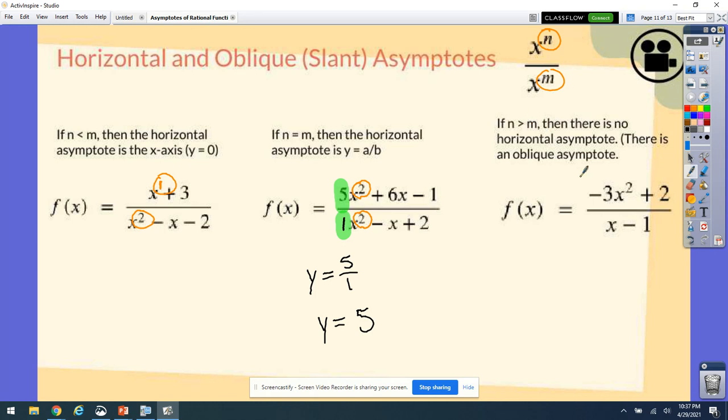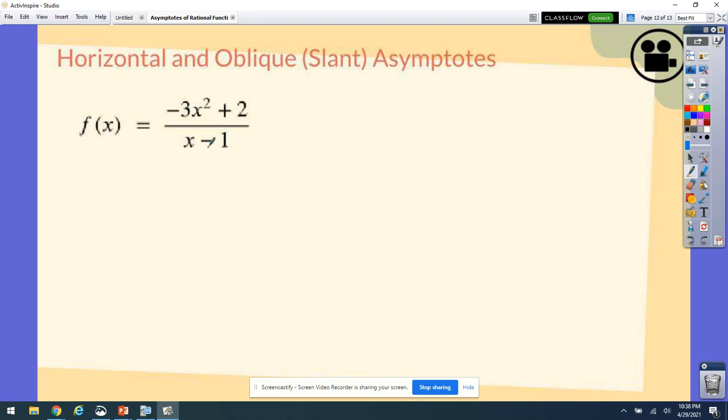Now, if my numerator exponent is greater than my denominator exponent, then there is no horizontal asymptote, and there's only an oblique asymptote, which just means a slanted asymptote. In order to find this, you do have to do a little process, so we'll talk about that right now. To find that oblique one, we're using an old-school method we did before: synthetic division, or in other words, long division. For the sake of time, let's do synthetic.